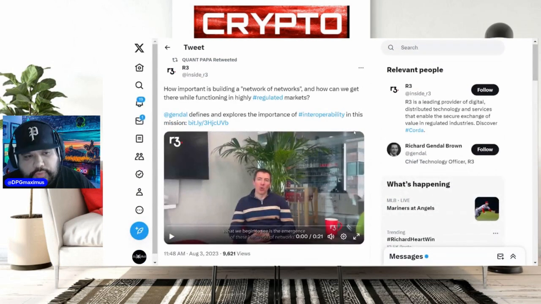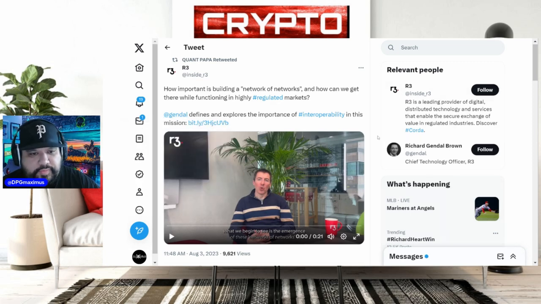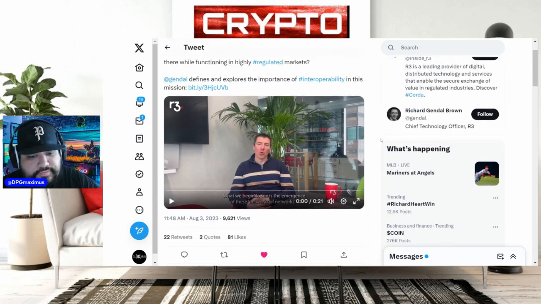So on this one, it says, how important, and you've got to keep in mind, this is straight from R3. This is not just me going to type hashtag QNT. This literally comes straight from R3. So it says, how important is building a "network of networks," and how can we get there while functioning in highly regulated markets? This guy, who is, I believe, Richard Gendal Brown, he's the CTO over at R3, defines and explores the importance of interoperability in this mission. And this is only 21 seconds.